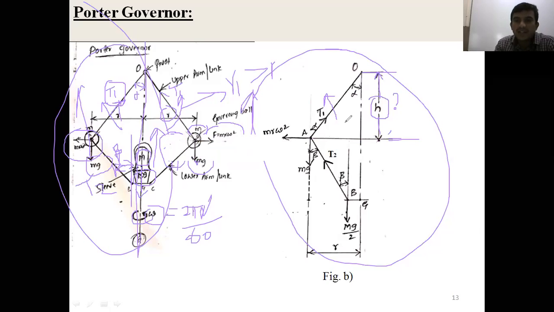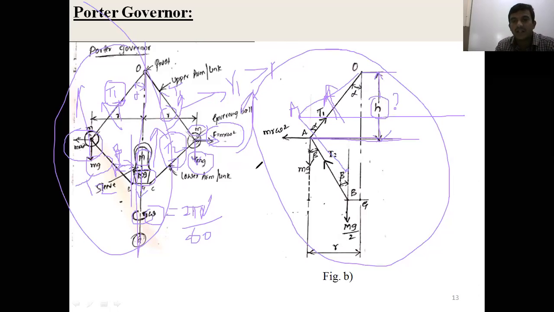As the speed increases, the governor ball moves radially outward. What happens? This height decreases here. Now suppose as the speed increases, A becomes A dash, or A1. This will be the position we'll get here somewhere.